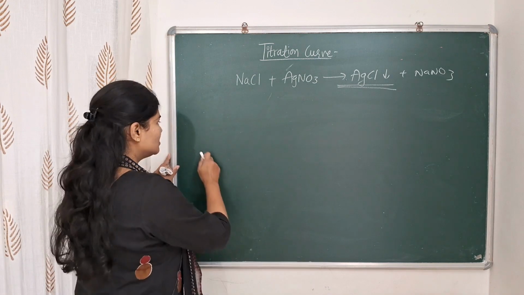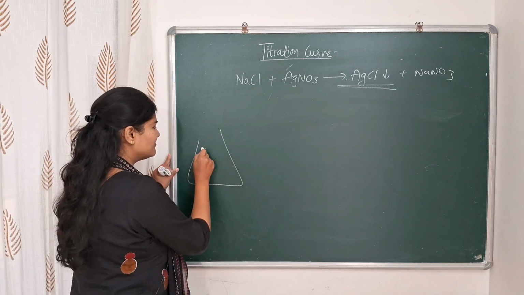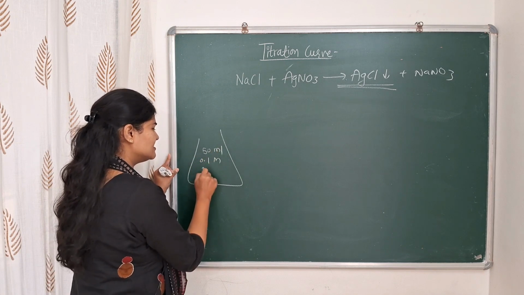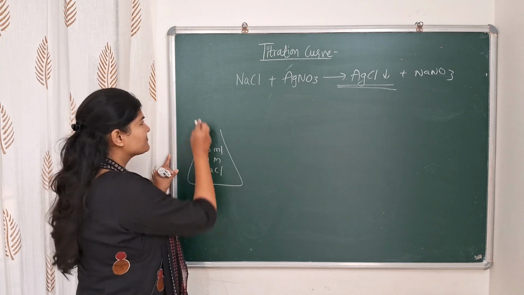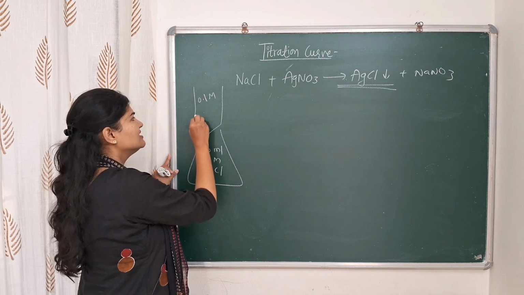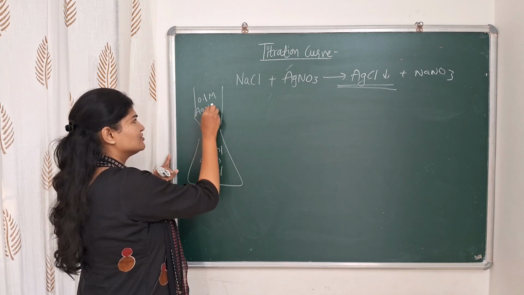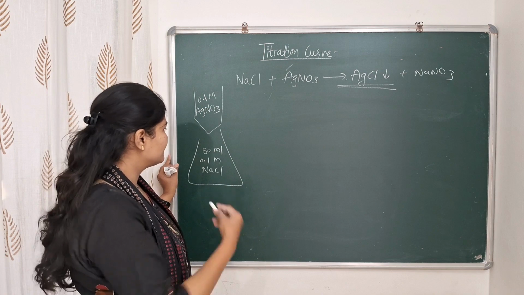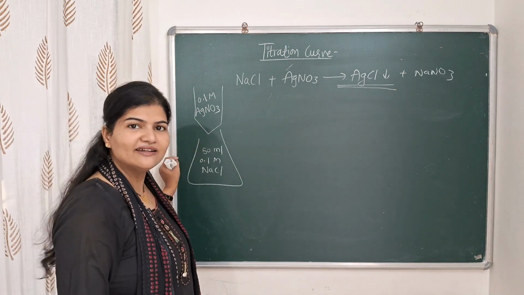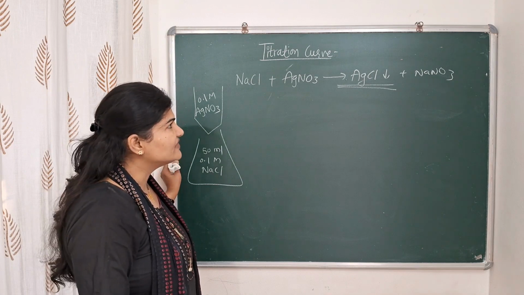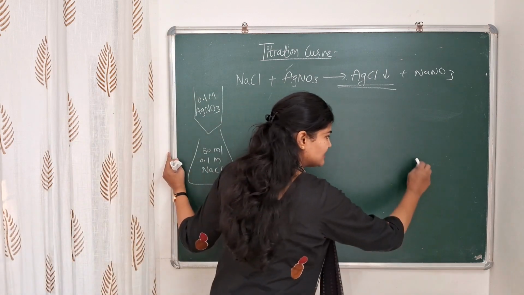We will take 50 ml of 0.1 molar NaCl solution in the conical flask, and in the burette I am going to fill 0.1 molar silver nitrate solution, AgNO3 solution. So this is going to be my analyte, this is going to be my titrant. Now let's begin to plot the curve. I'll draw it here.